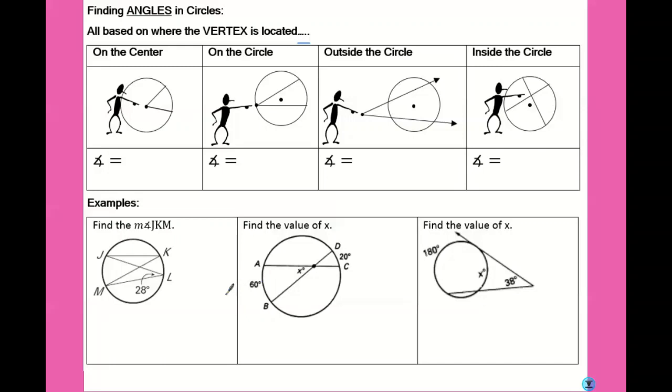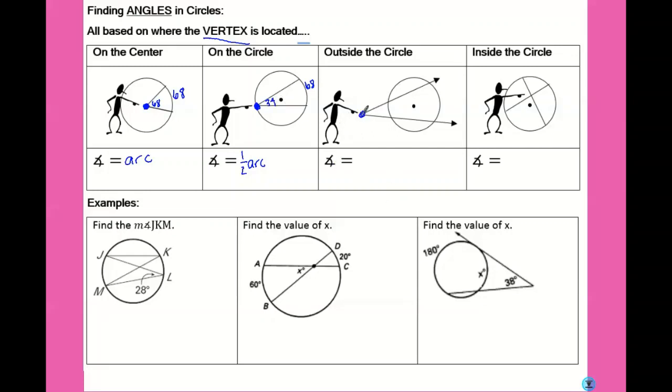Now let's look at some measurements within the circle. Finding angles in the circle is all based on where the vertex is, and the vertex is like the pointy part. So if the pointy part is on the center, then the angle is equal to the arc. So if this is 68, this is 68. If the vertex is on the circle, then it's equal to half the arc. So if this is 68, then this angle is 34.